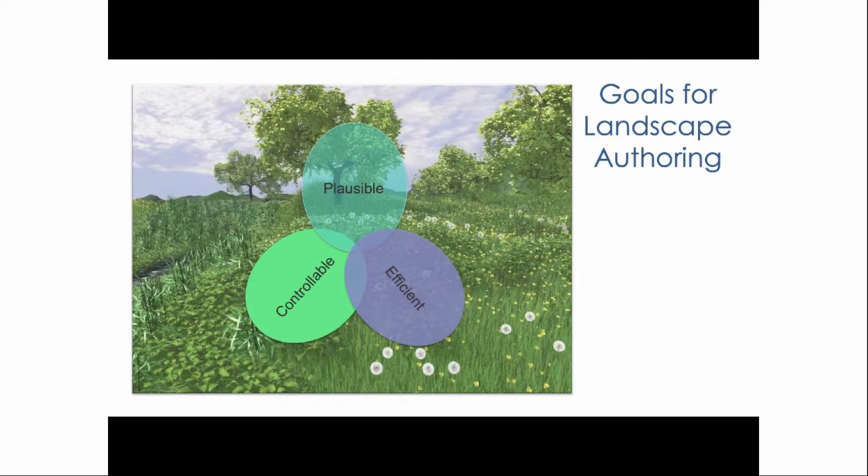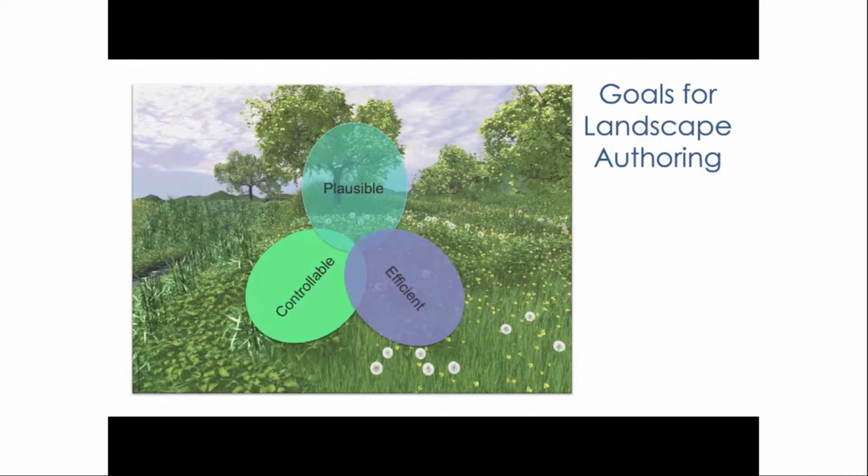I use plausibility instead of realism because we want to deal with the perception of the user experiencing the environment rather than absolute realism. Unfortunately, that's a lower goal and it's easier to achieve than true realism. Controllability is all about giving the artists control over how the environments are specified. And efficiency is that the algorithms that are used to create this environment need to be as fast as possible. So there's a tight feedback cycle between the artist and the environment creation. Let me look at each of these three in a bit more detail.